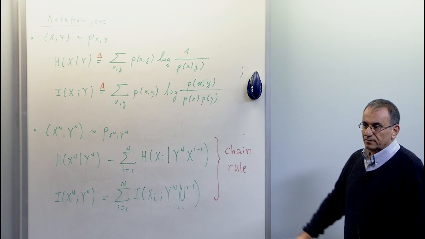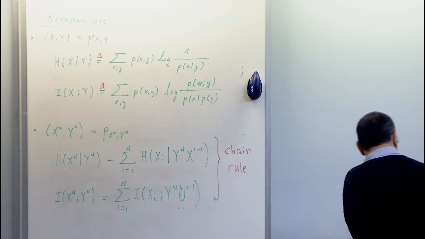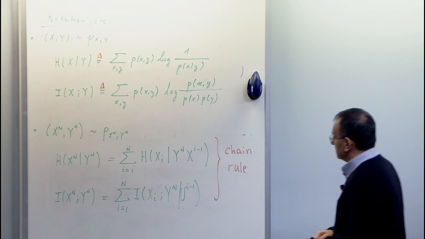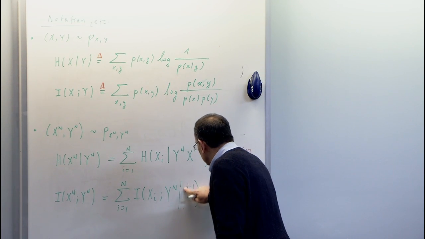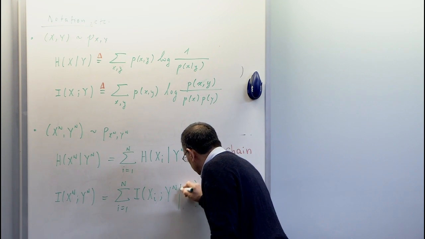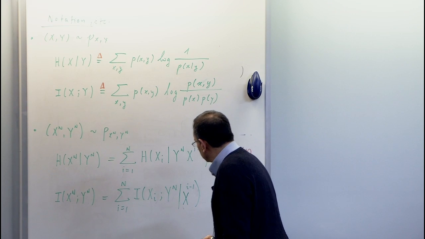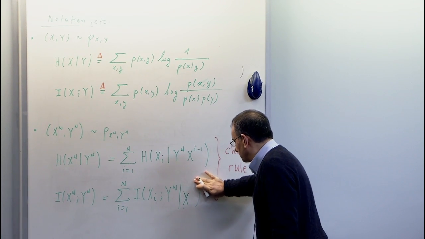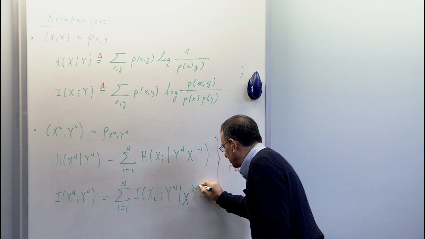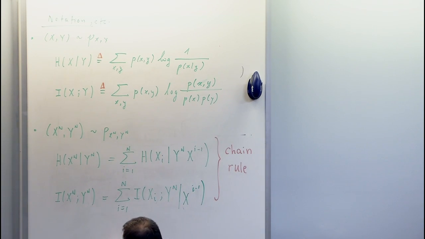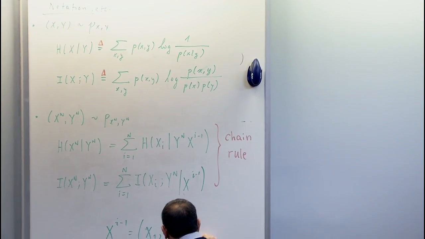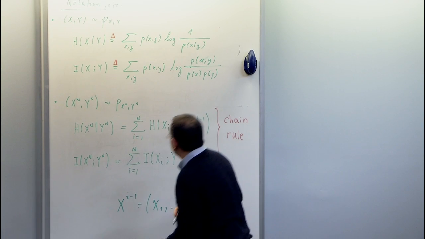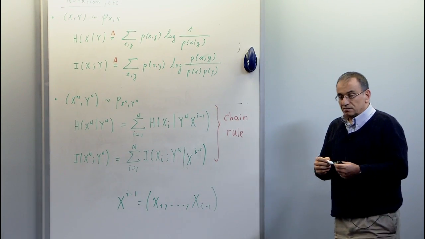What is the U_i or the X_i? Yes. This should be X^(i-1), and X^(i-1) is X_1 through X_(i-1). Okay.